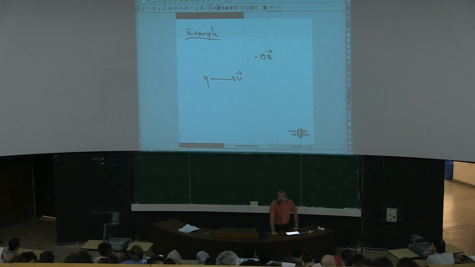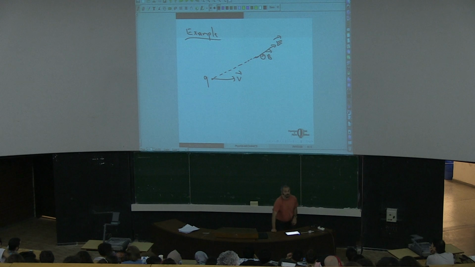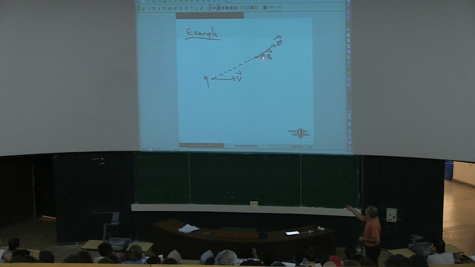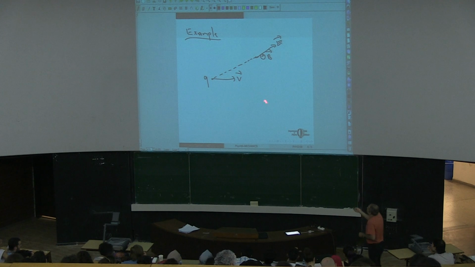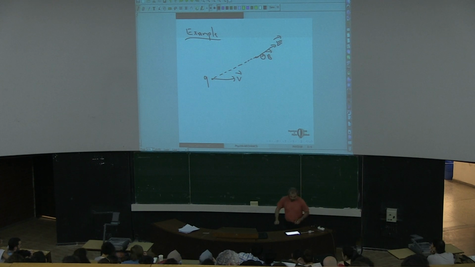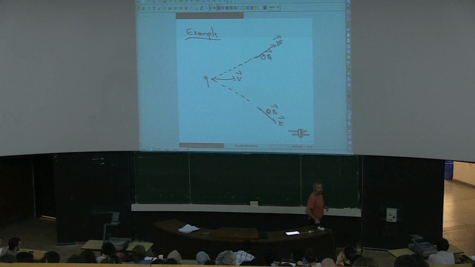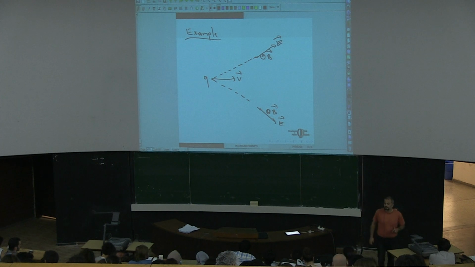What's the direction of the electric field? It's radially outward, more or less. Yes, this is the magnetic field out of the screen. Here, at this point, this will be the direction of the magnetic field, and this will be the direction of the electric field. Now, what is the direction of the energy flow?